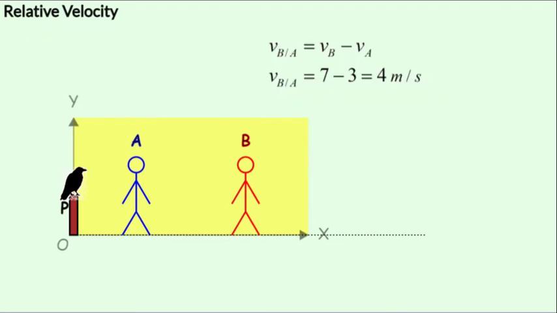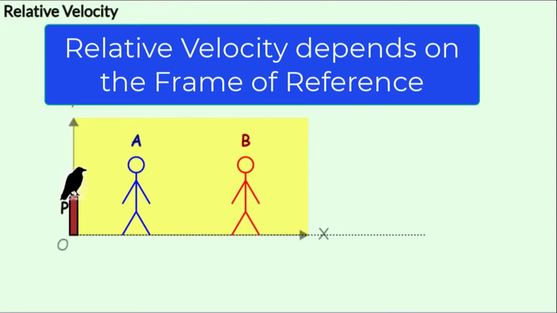So you can see that both these observers, that is the bird and A, are viewing B from their own frame of reference and seeing the movement of B differently. So relative velocity does depend on the frame of reference.